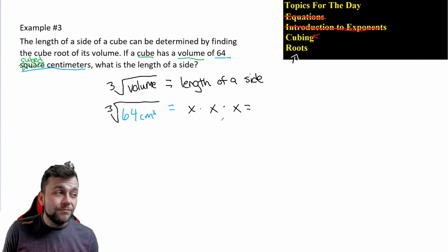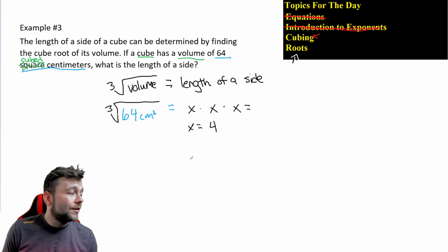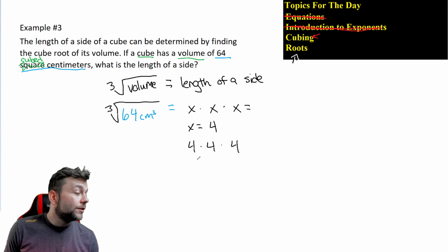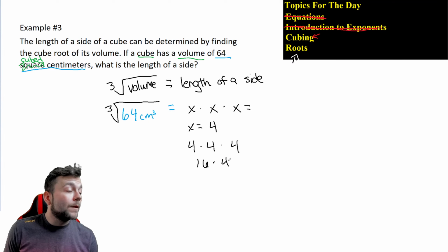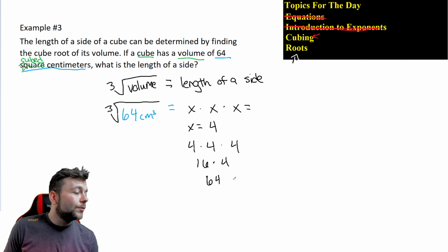Can you get it? Okay. So it is 4. X equals 4. Let's just work it out. Double check my own math. So 4 times 4 times 4. What is 4 times 4? It is 16 times 4. 16 times 4. That is 64. Whoop. There we go. Bingo. We have our answer.